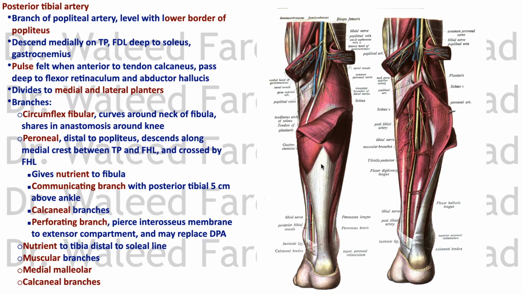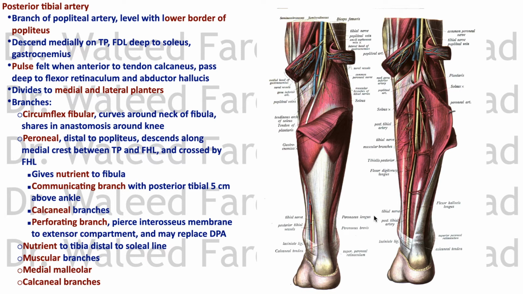The peroneal artery gives a nutrient artery to the fibula, of course, muscular branches, a communicating branch lower down with the posterior tibial artery proximal to the ankle, calcaneal branches, and a perforating branch. It perforates the interosseous membrane and ends, but sometimes it perforates and replaces the dorsalis pedis artery. This will be the end of the peroneal artery.